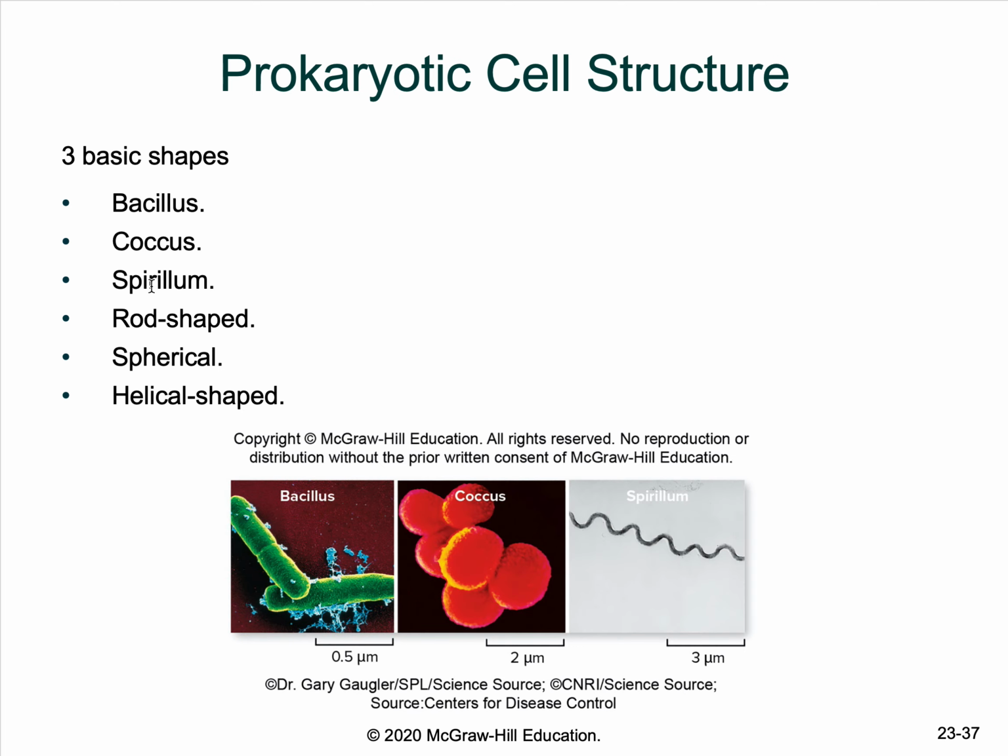As far as their shapes, the three shapes are bacillus, coccus, and spirillum. So bacillus is rod-shaped, coccus is spherical, and the spirillum is helical-shaped. And so they have the shapes here: bacillus, which is rod-shaped, coccus, which is spherical, and the spirillum, which is the helical shape. So those are the three shapes of prokaryotic cells.